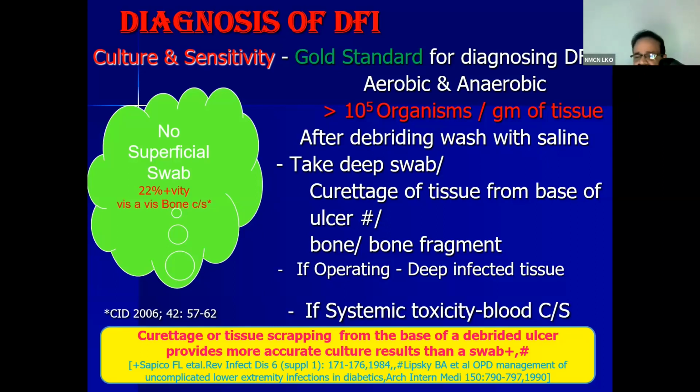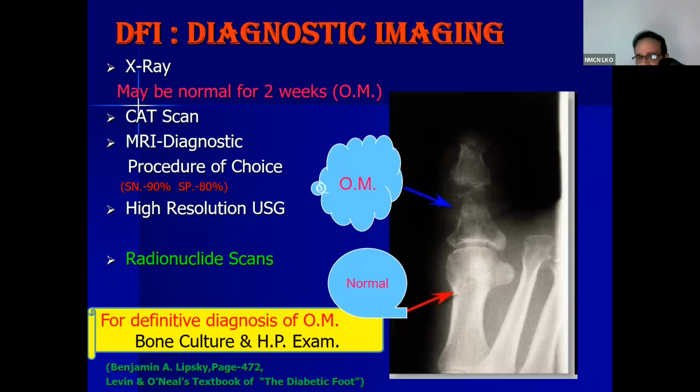At the time of operation, deep infected tissue should definitely be sent, which usually comes positive if there is a diabetic foot infection. And if there is systemic toxicity, you should definitely send a blood culture and sensitivity.